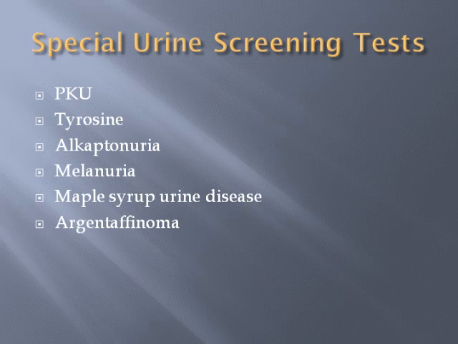Argentaffinoma. This is produced by increased blood serotonin, and the major excretion product of increased serotonin is 5-HIAA, 5-hydroxyindoleacetic acid. So I'm sure you've seen this in test lists before, the 5-HIAA, and that's what they're taking a look for. The patient must be on a diet free of bananas, pineapples, and tomatoes, which contain significant amounts of serotonin.